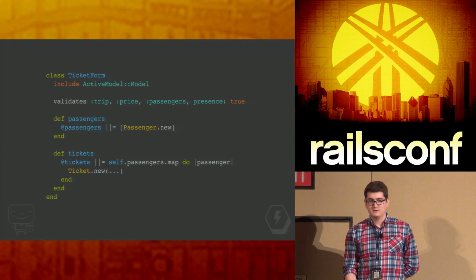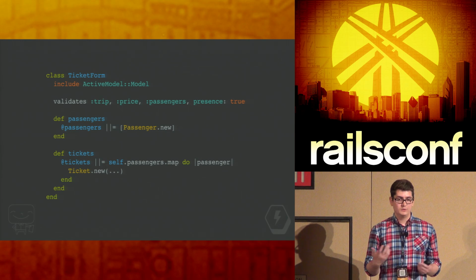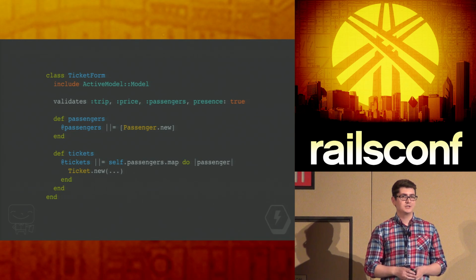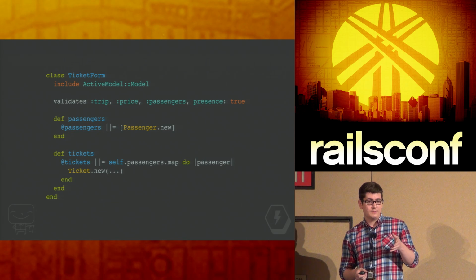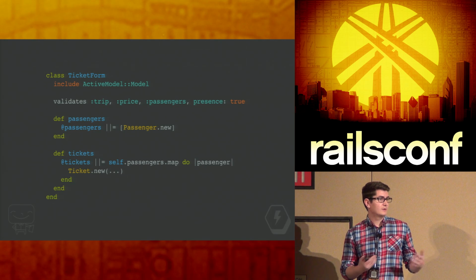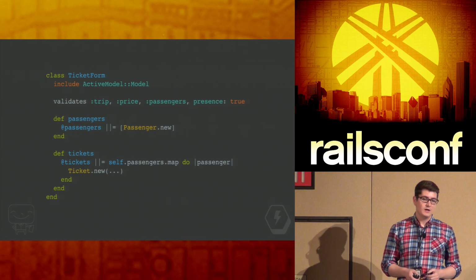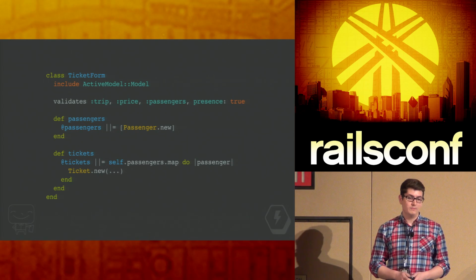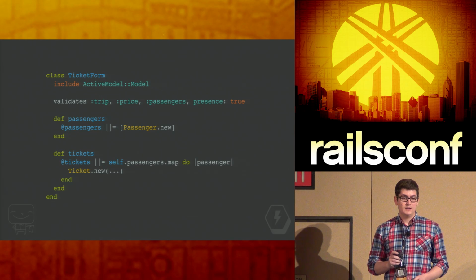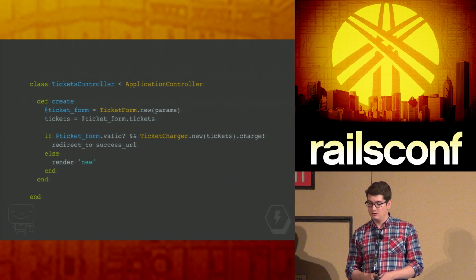It's done like this. I have a class TicketForm that includes ActiveModel, which is how I get nice things like that magic initialize method and validators. And the passengers method, if I don't have any, returns me a Passenger.new. That's how it puts the name and email address for that first passenger. And then tickets I get out of this by taking my passengers and mapping them into new objects. In the controller, it looks a little bit like this. So you just pass your params off into that. You get it back out, and you have tickets.